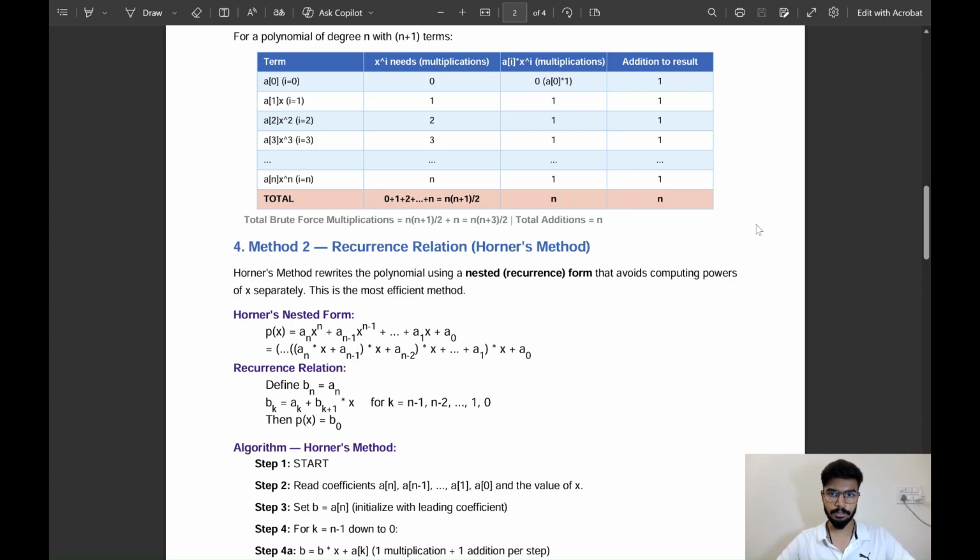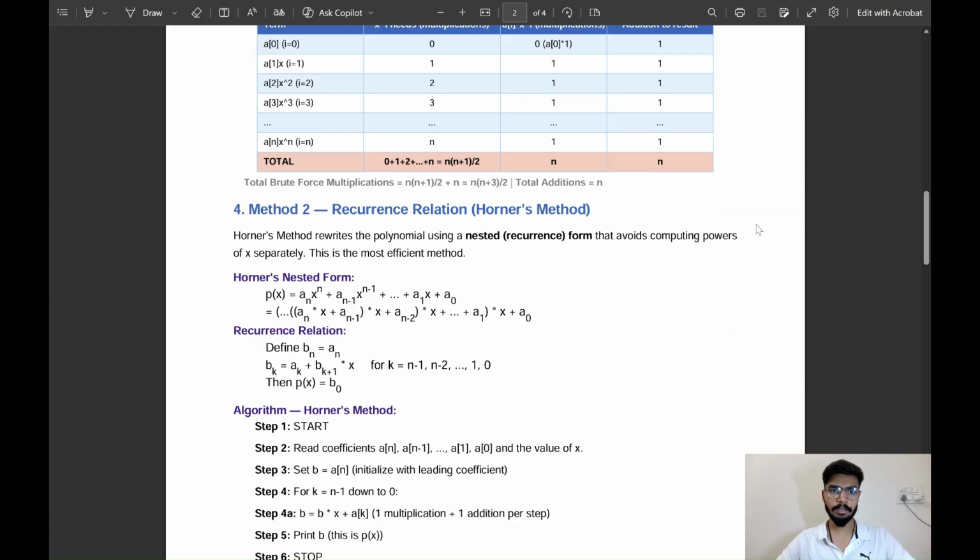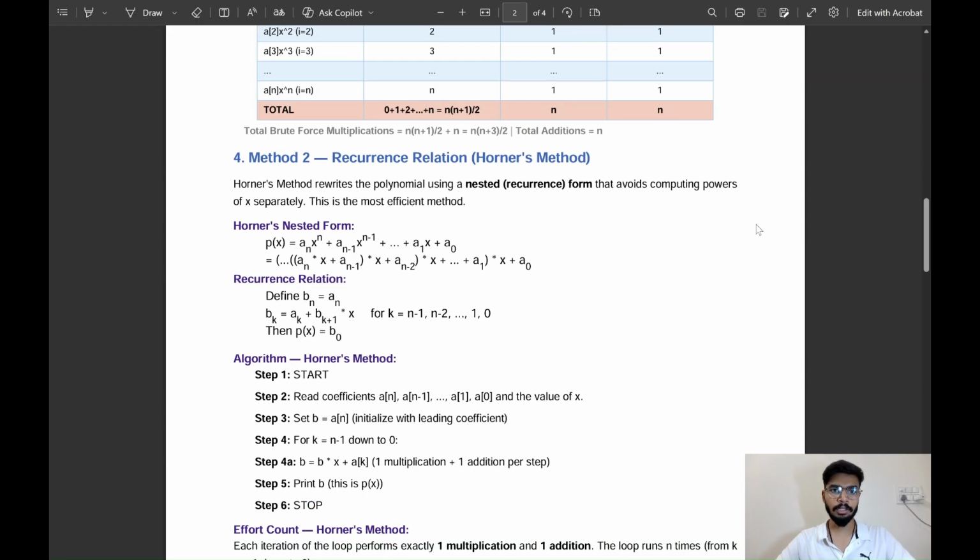Now we will see our next method, method 2, the recurrence relation, which is also Horner's method. In Horner's method we rewrite the polynomial using a nested recurrence form that avoids computing powers of x separately. This is the most efficient method. Horner's nested formula is P(x) = a_n x^n + a_(n-1) x^(n-1) + ..., which equals ((a_n x + a_(n-1)) x + a_(n-2)) x + ... up to x + a_0.